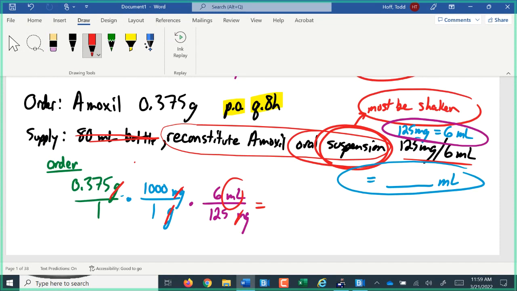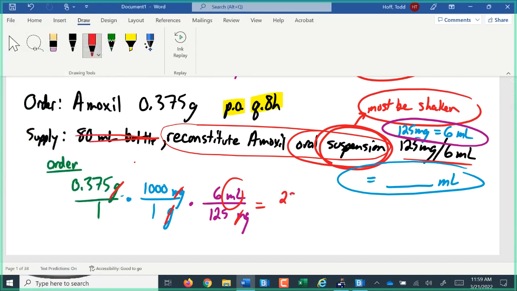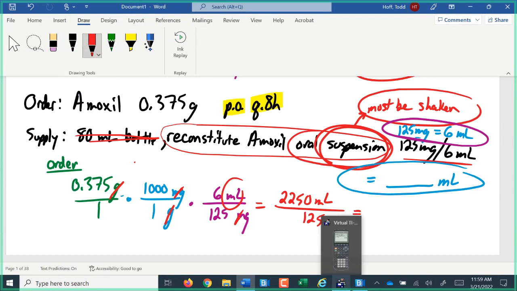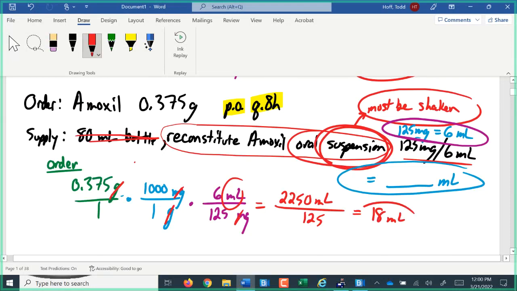So on top here, we got 0.375 times 1,000, that's 375, times 6. It's going to be, of course, 2,250 milliliters over 1 times 1 times 125. 2,250 divided by 125 is 18 milliliters. So that is the amount that we need to administer to our patient.